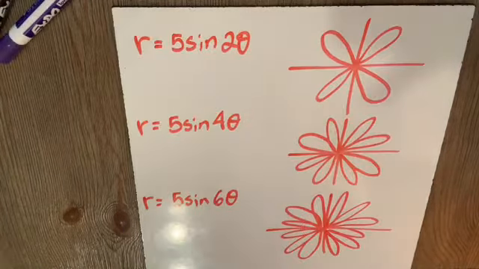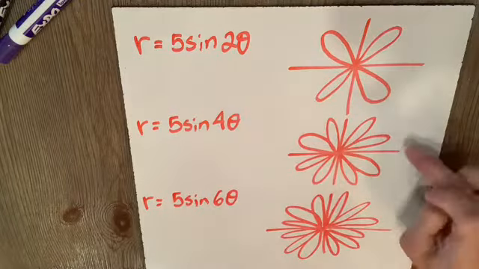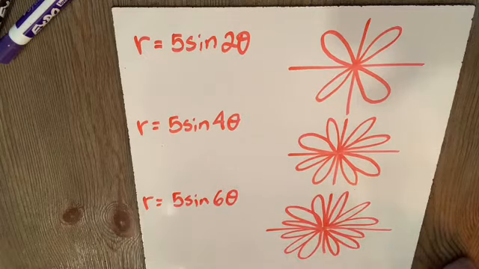Just a reminder, sine of an even number of petals, you're living in the quadrants. 2, we'd have 4, 1 in each quadrant. 4, you'd have 8, 2 in each quadrant. 6, you'd have 12 for a total of 3 in each quadrant.